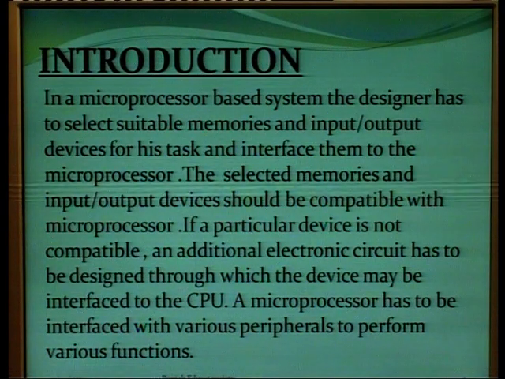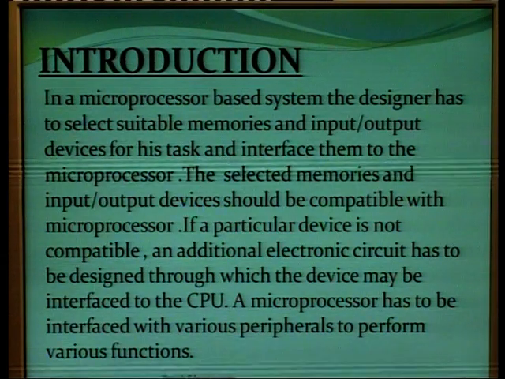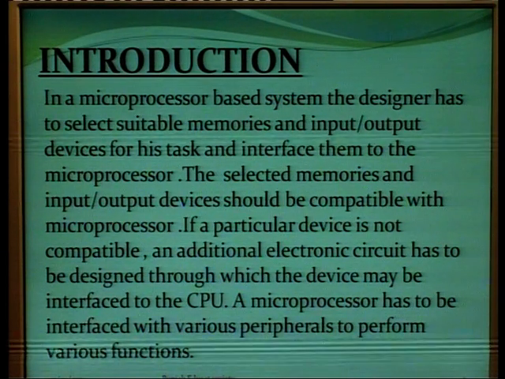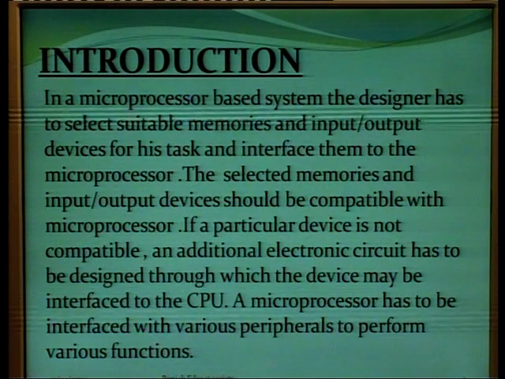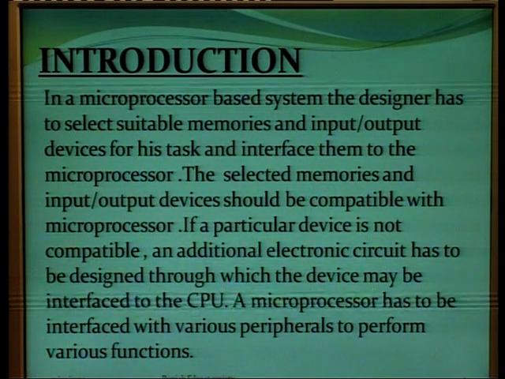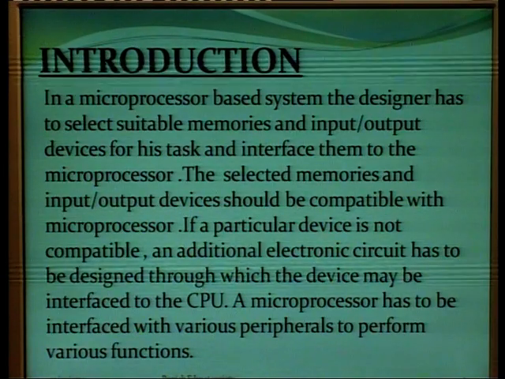First of all, in a microprocessor based system, the designer has to select suitable memories and input output devices for his tasks, and these devices are interfaced with the microprocessor. The selected memories and input output devices should be compatible in speed, in voltage, etc. with the microprocessor. But if a particular device is not compatible with the microprocessor, then an additional electronic circuit has to be used, and that circuit is known as an interfacing circuit.